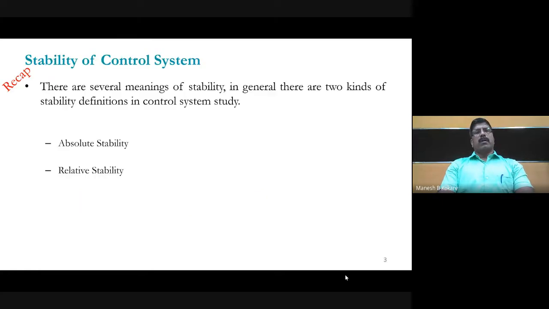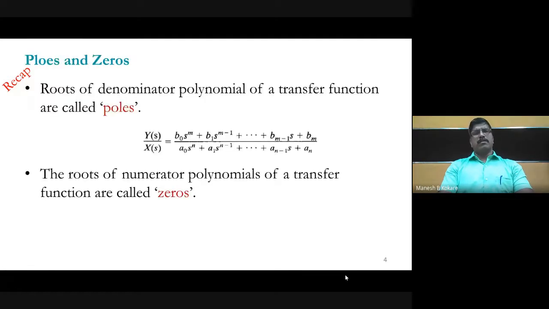Yesterday we talked about the stability of a control system. For example, stability can be absolute stability or relative stability, limited stability or marginal stability and so on. That we are going to study in detail in the fourth chapter. In due course of time, we will also study the definition of stability and the concept.